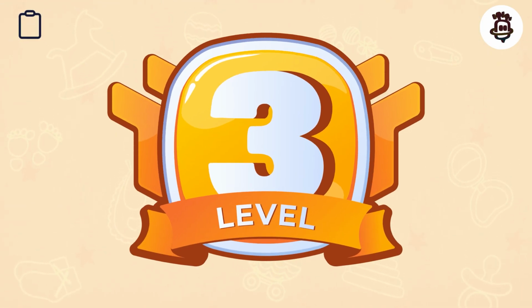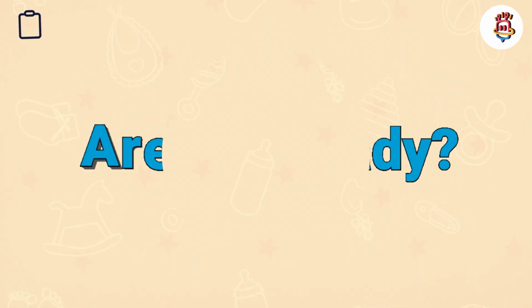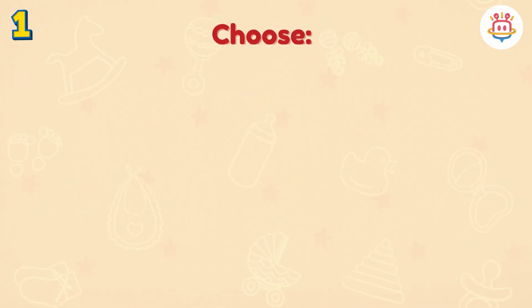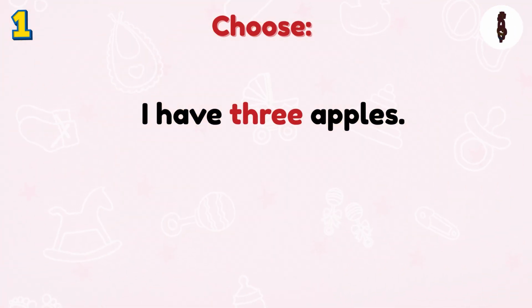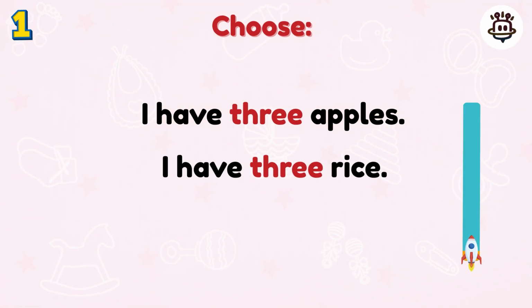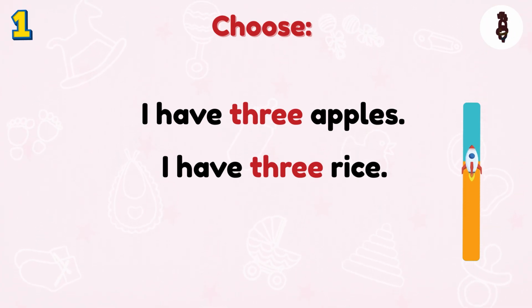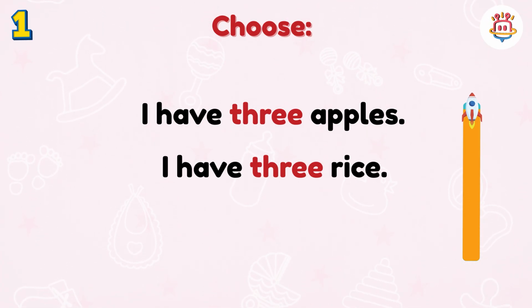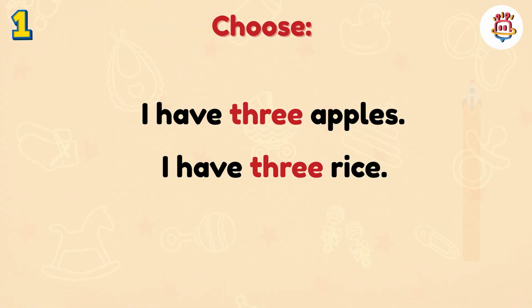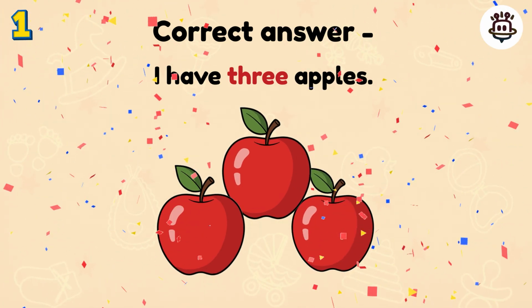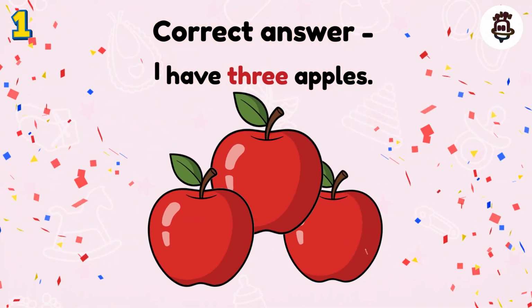Are you ready for the final and master adventure? Say, "Yes, I am." Now decide which sentence is correct. Listen carefully. I have 3 apples, or I have 3 rice. Correct answer is I have 3 apples. Excellent job, kids! Here comes the next question.